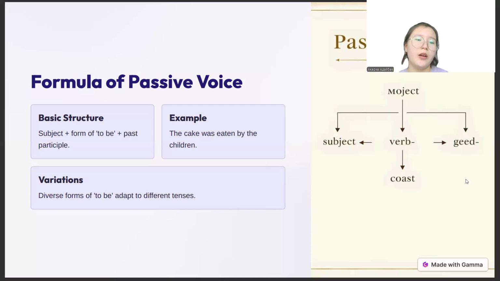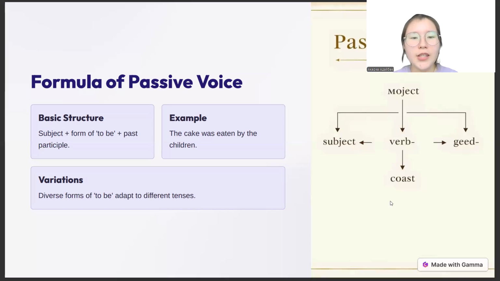In the future, we say will. In the past perfect, we say had been. In the present perfect, we say has been, and etc. These are the forms of to be. And past participle, in other words, is the third form of the verb, or the regular verb with the ed ending.